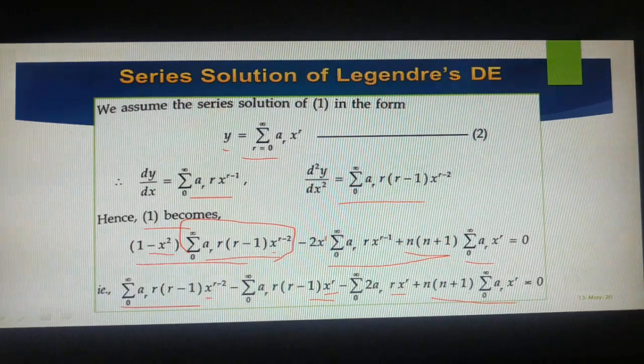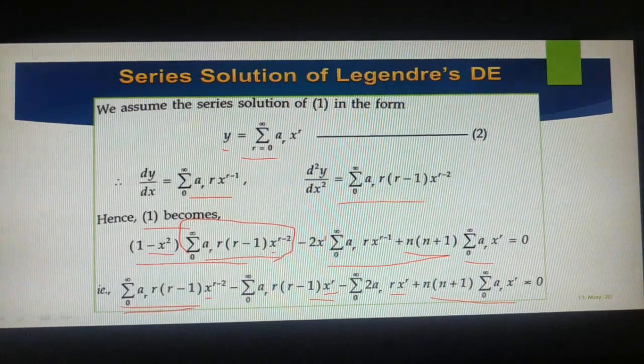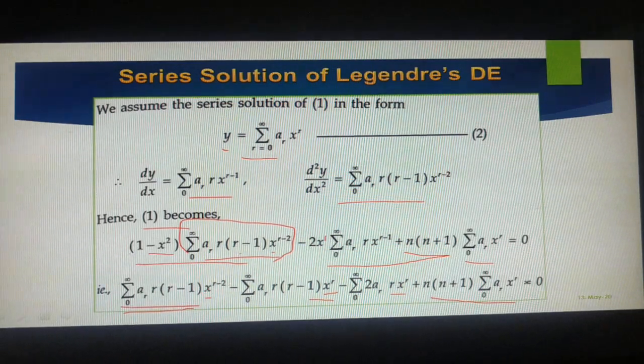X power minus 2. So x power minus 2, are you going to get it in other terms? We will not get it. Only in the first term we will get it, if r is equal to 0, we will get x power minus 2.